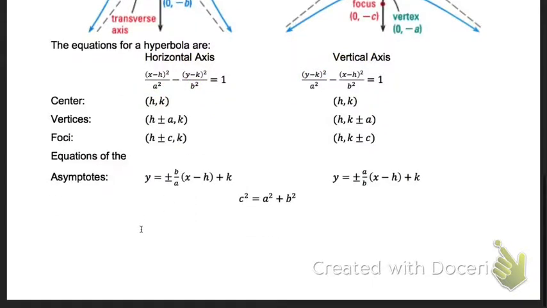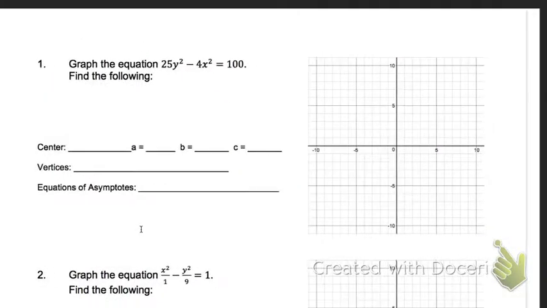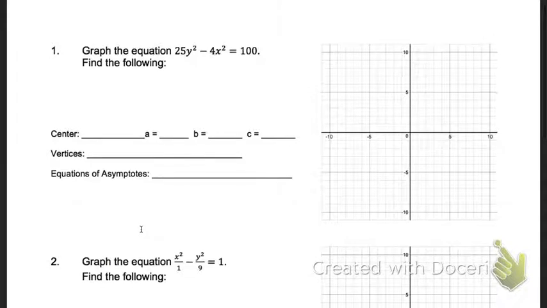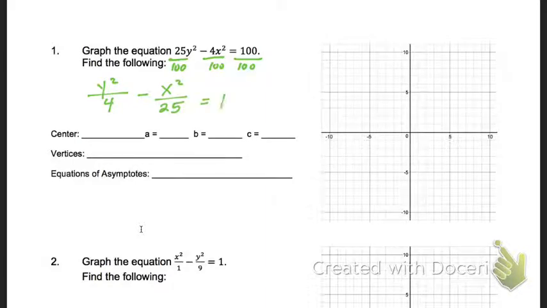Okay, so let's look at number 1. This kind of looks similar to number 1 on the notes from the ellipses. So how do we get this into our standard form? How do we make it equal to 1? We're going to divide by 100. And you get y squared over 4 minus x squared over 25 equals 1.